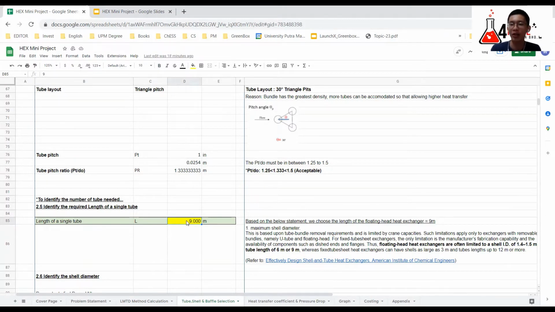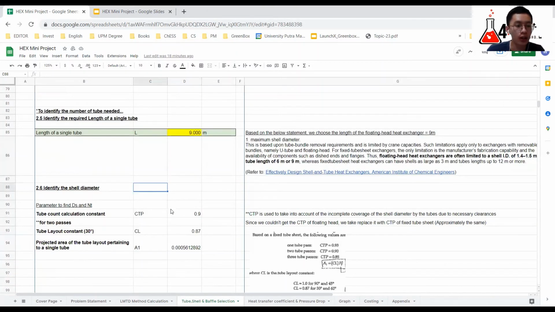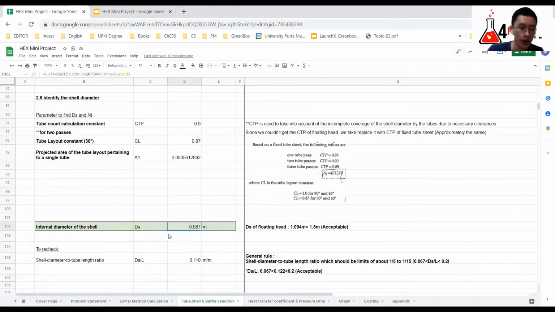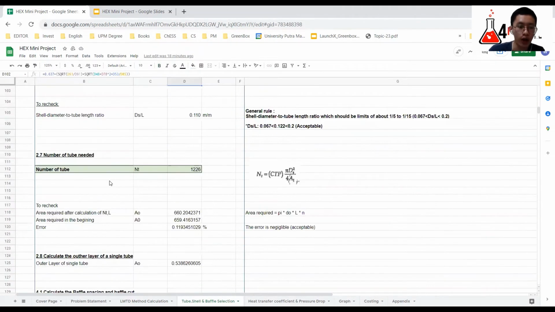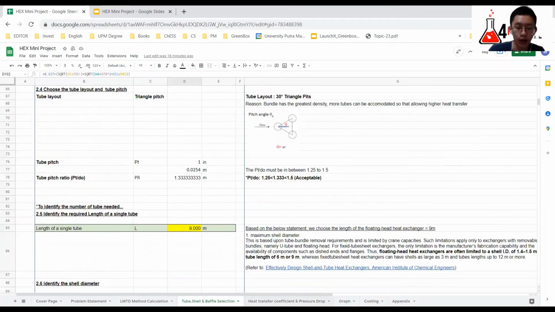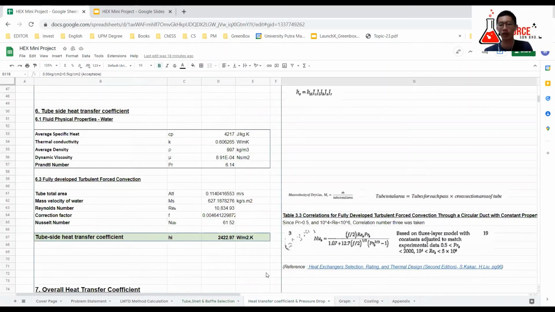Why we put the 9 meters is because this is the maximum length for our floating head heat exchanger. We know that the longer the length, the lower the cost of our design. After that, we find out the diameter of the shell, then we find out the number of tubes. So here is all about our selection of the tube, shell and baffle. Then the last thing is the heat transfer coefficient.